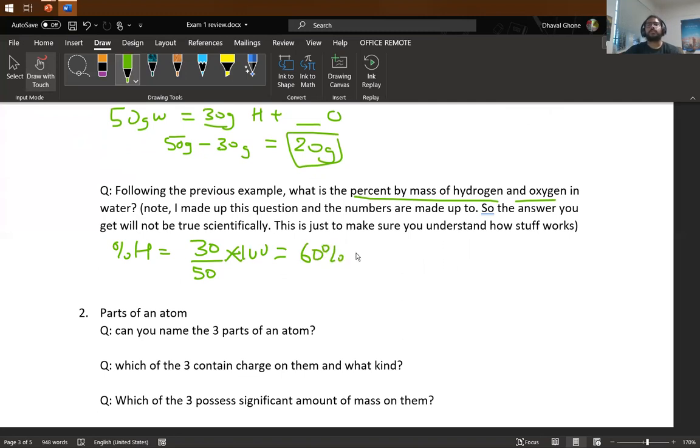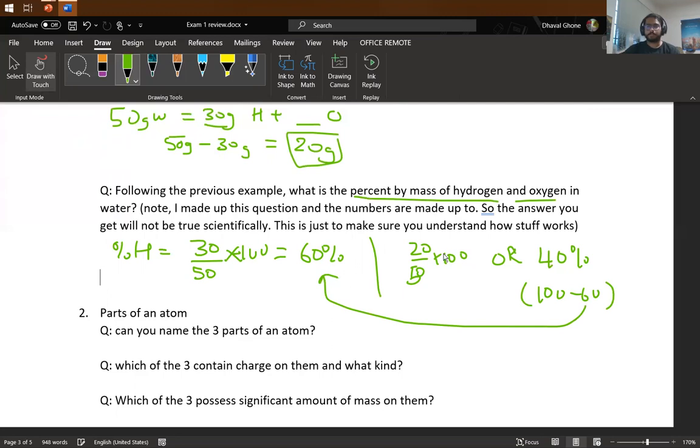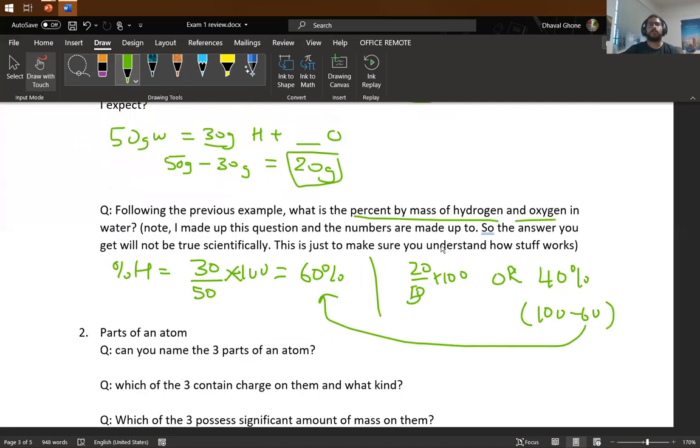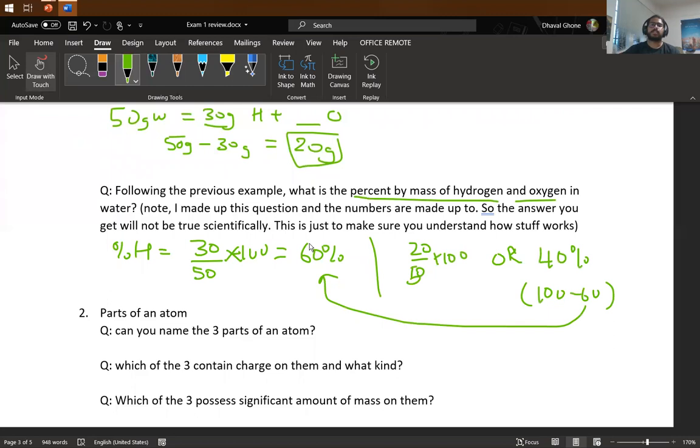Okay. And to find percent mass of oxygen, there are two ways to do it. One way is 20 over 50 times 100. Or I could say that because water is only made of hydrogen and oxygen, if 60% is hydrogen, the remaining 40% must be oxygen, and I did that by 100 minus 60, and this 60 comes from here. Okay, so that's what I have for conservation of mass.